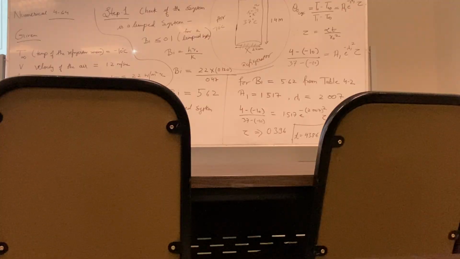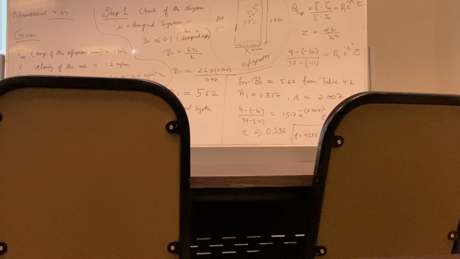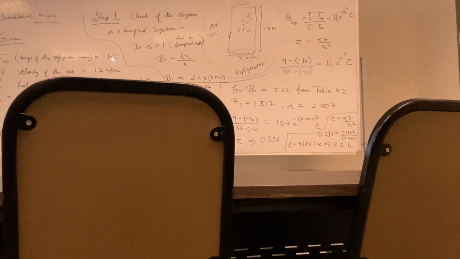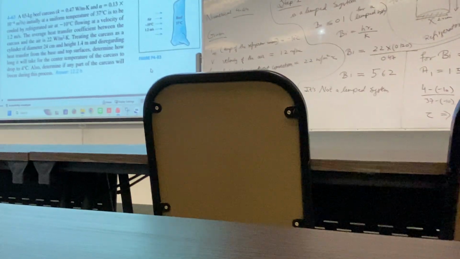Formula you should use. First, check the lump system. If it's not a lump system, it is a cylinder. Then decide which variation of the cylinder formula for the exact solution you should be using. Now you can also check your answer from the Heisler chart.